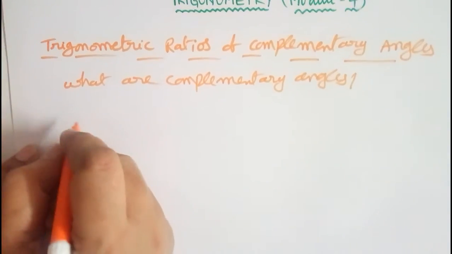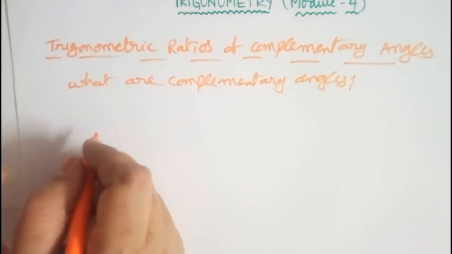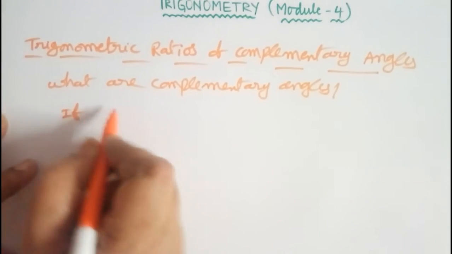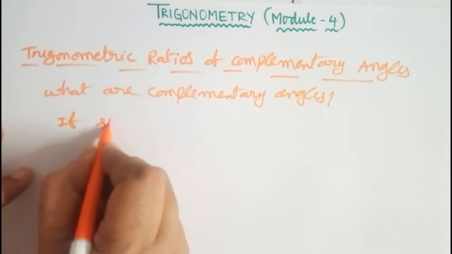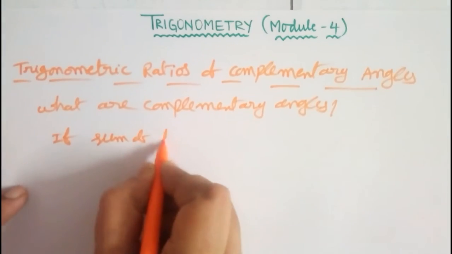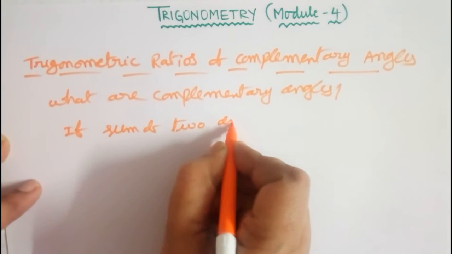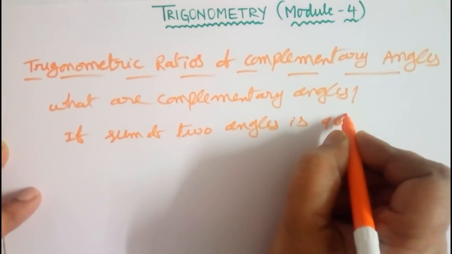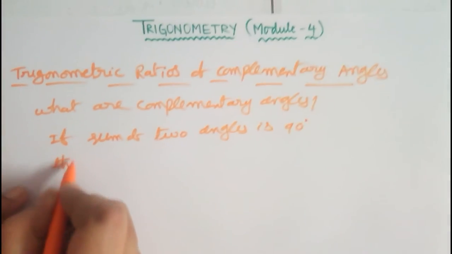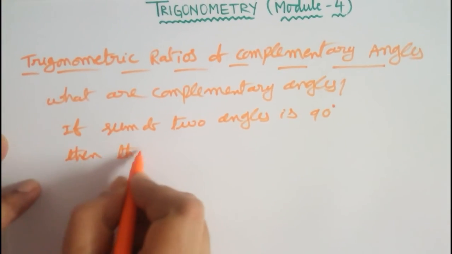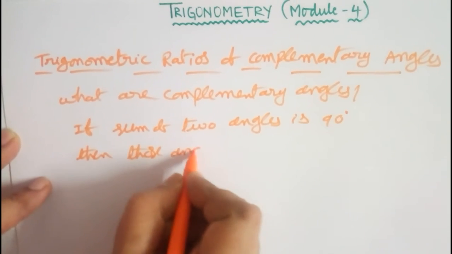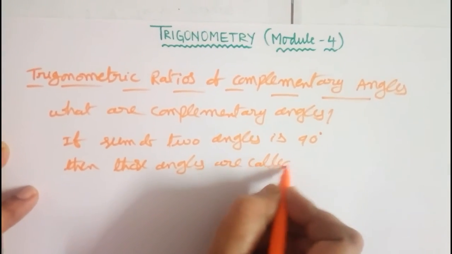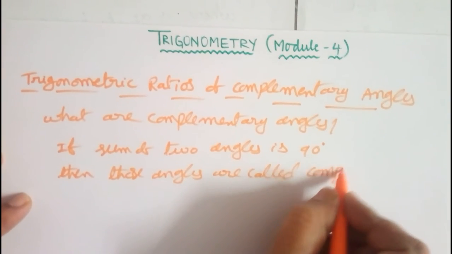If the sum of two angles is 90 degrees, then those angles are called complementary angles.